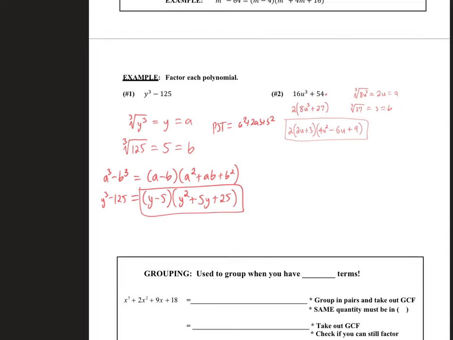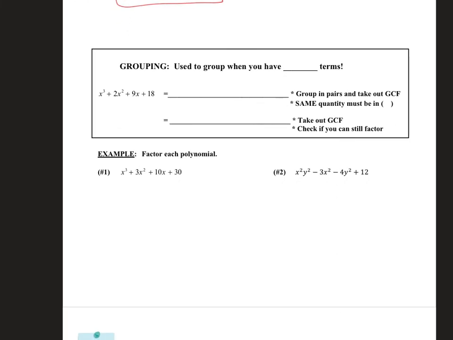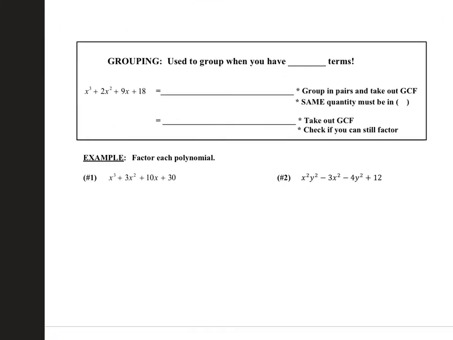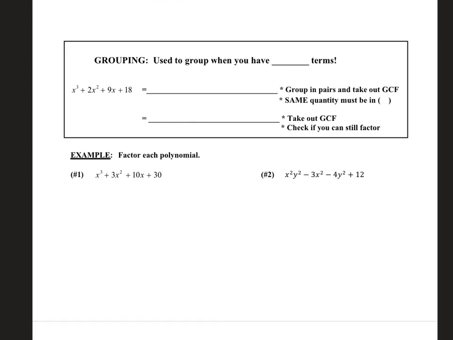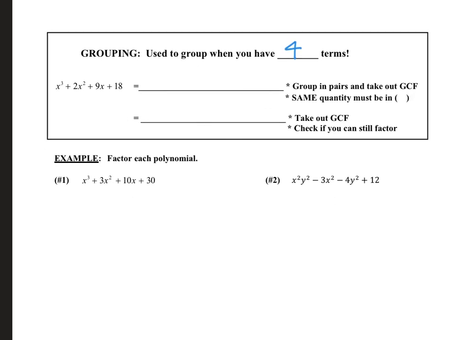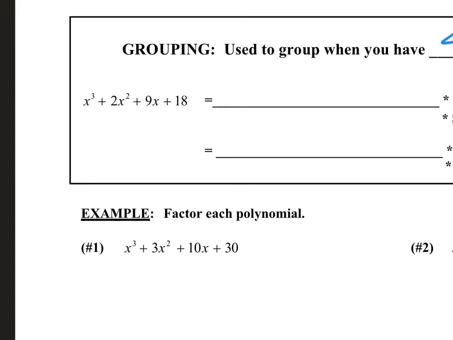Okay. Let's talk about factoring by grouping now. Let's change up our pen color finally. Let's use blue. All right. It says grouping. We use grouping when you have 4 terms, when you have 4 terms. Okay. So I'm going to kind of ignore the stuff on the side here, and we're just going to talk it through a little bit on the end here.